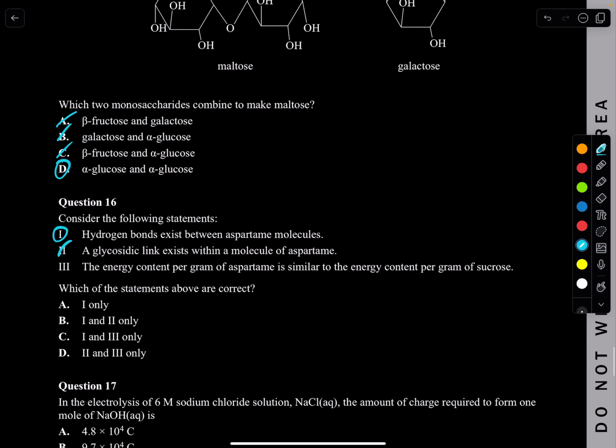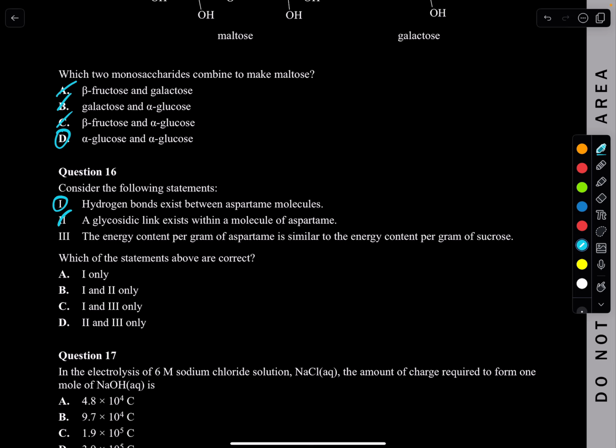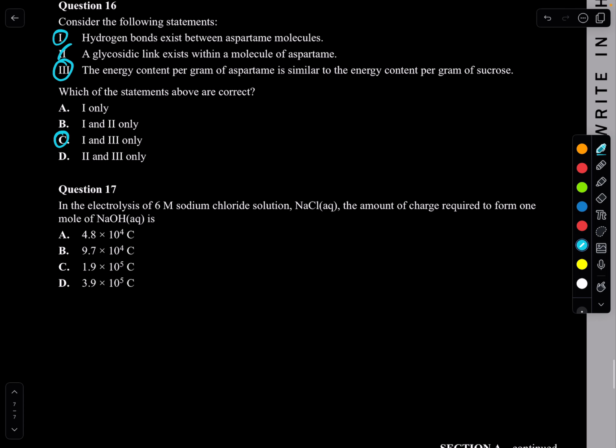The energy content per gram of aspartame is similar to sucrose. Yes, actually. The good thing about aspartame is they actually have the same energy content. But you've got to remember, aspartame is like 200 times sweeter. So those no sugar drinks like Pepsi and stuff, they have aspartame in such small amounts because remember, they're 200 times sweeter than sugar. So if you're only using a little bit of aspartame, you only have a little energy content, which is actually kind of good. So this is great. So which of the following statements are both correct? It's only 1 and 3. So choose C. Nice.